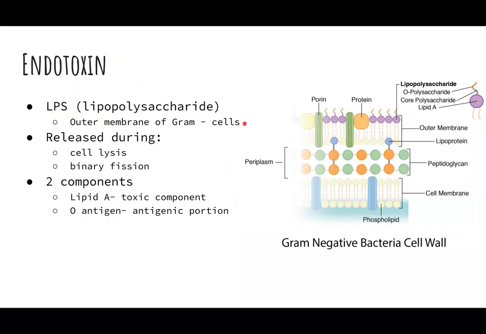We find it only in the outer membrane of gram-negative cells. Because it's part of the cell wall, it's only going to be released from the cell either when the cell dies, cell lysis, or when the cell divides, binary fission. There are two components to LPS: lipid A, which is the actual toxic component, and O antigen, which is the antigenic portion. So looking at the lipopolysaccharide right here, we have the lipid A here, and we have the O antigen, or the O polysaccharide, up here.